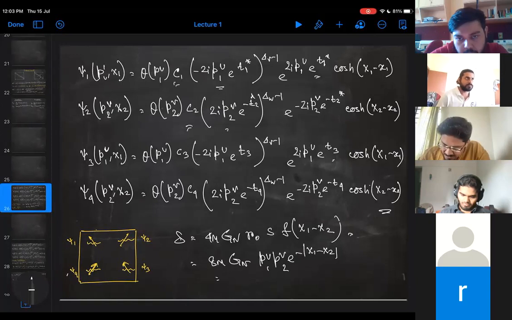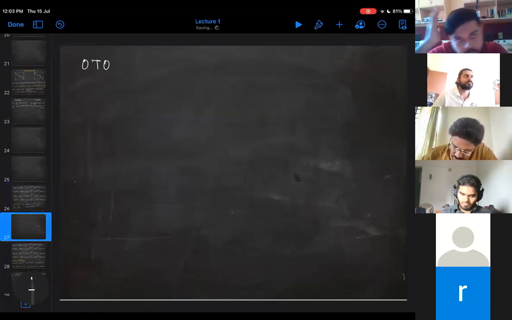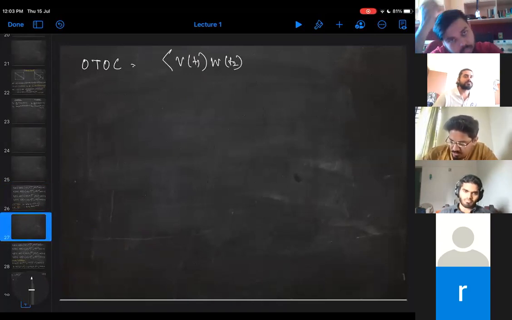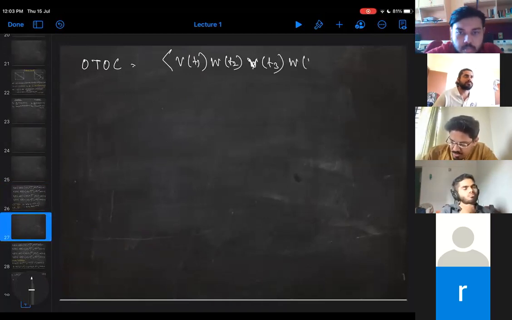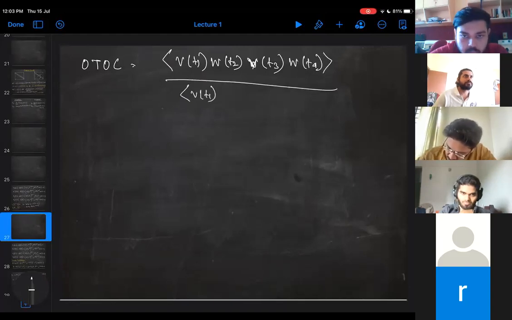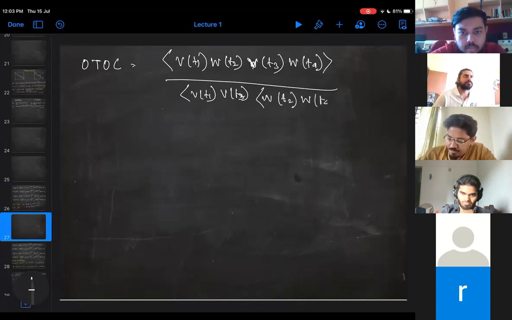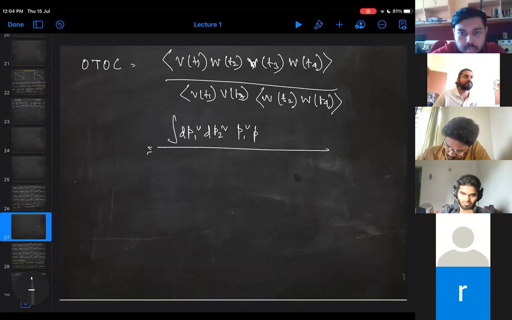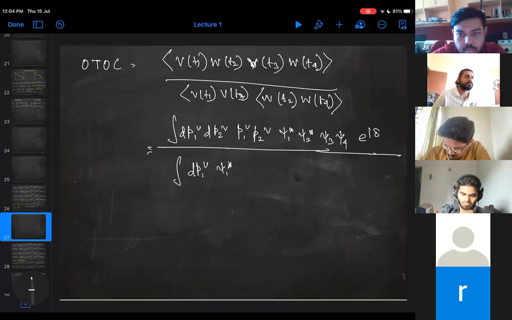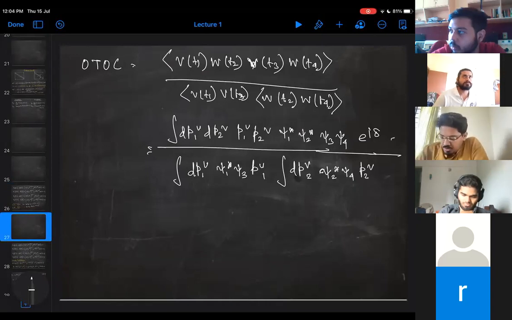Well, there are these pieces which are p independent, and they can essentially be removed by normalizing this OTOC in the following way. W T4 divided by V T1, this is 3, this is 2, this is 4. Right, because this ultimately will give you this product: psi 1 star, psi 2 star, psi 3, psi 4, and e to the power as here you'll have one. So those pieces essentially drop out.